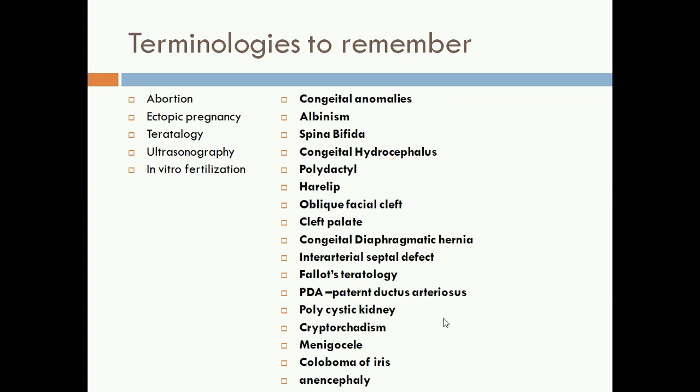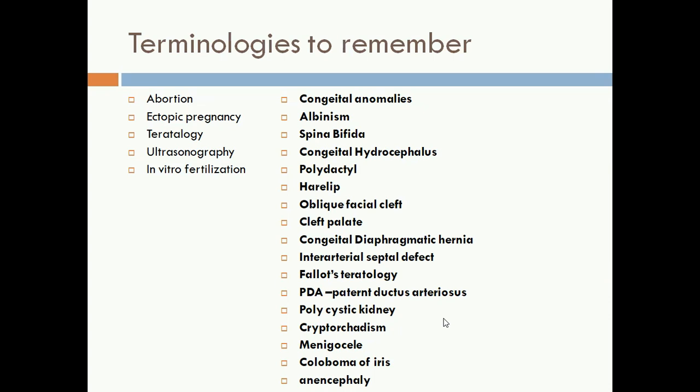What are abortion, ectopic pregnancy, and teratology? Abortion is early termination of the fetus. Ectopic pregnancy is implantation at an abnormal site, other than the usual area, the posterior wall of the body of the uterus. If the implantation happens in any other location, we call it ectopic pregnancy. Teratology is four different features of abnormality together.